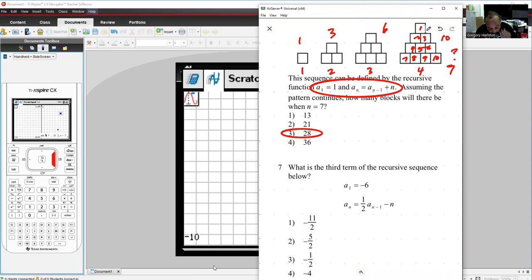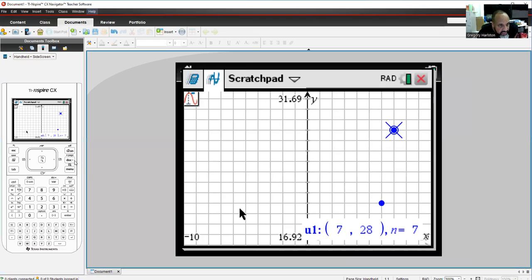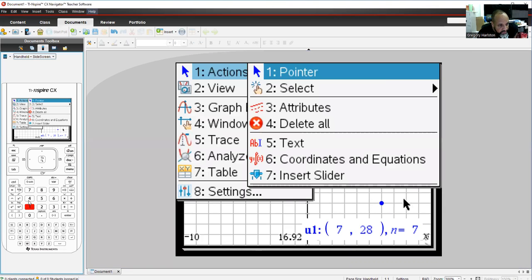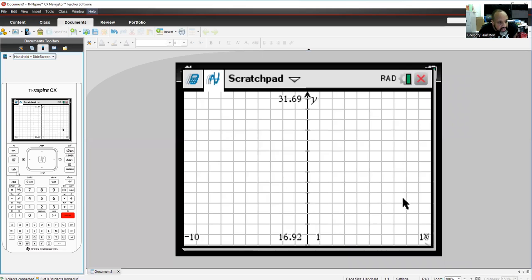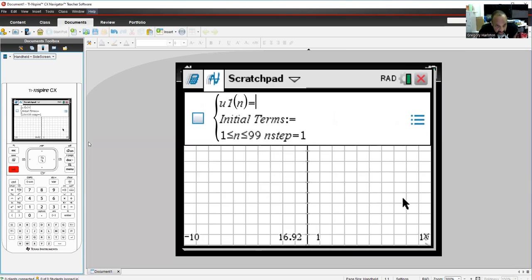So they want us to find the 3rd term, and they said the 1st term is going to be a -6. And then a sub n equals a half of the prior term minus n. So it's very similar. So we're going to go back to the calculator, and we're going to get rid of this sequence because we want to enter a new one. So we do menu 14, delete it. And then we're going to enter the sequence. We know the initial term was a -6, so we just put in a -6.